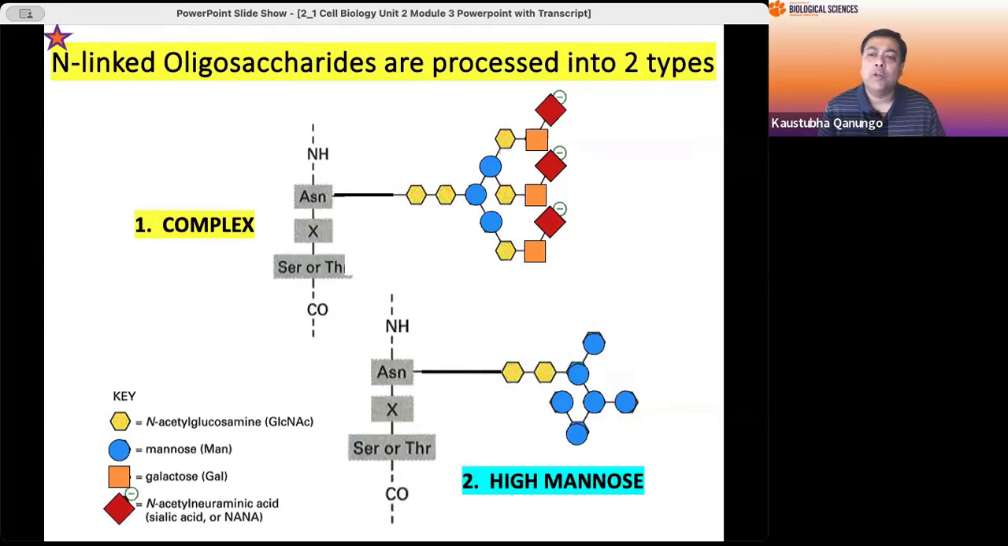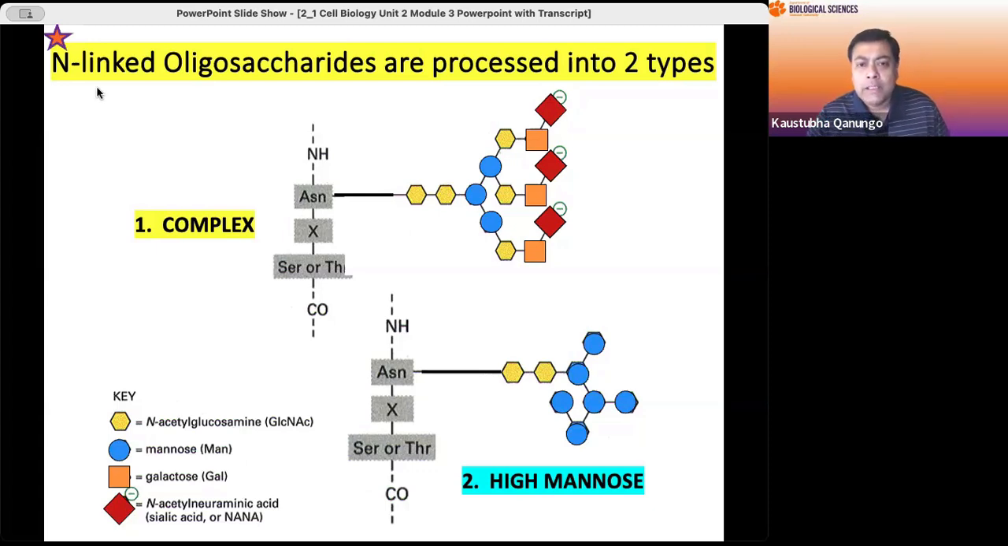Now, let's take a look at what proteins are modified in the Golgi. And this is one of the most important parts, so make sure that you pay attention. You get as much as 4 questions worth 10 points. So just make sure that you get this one.